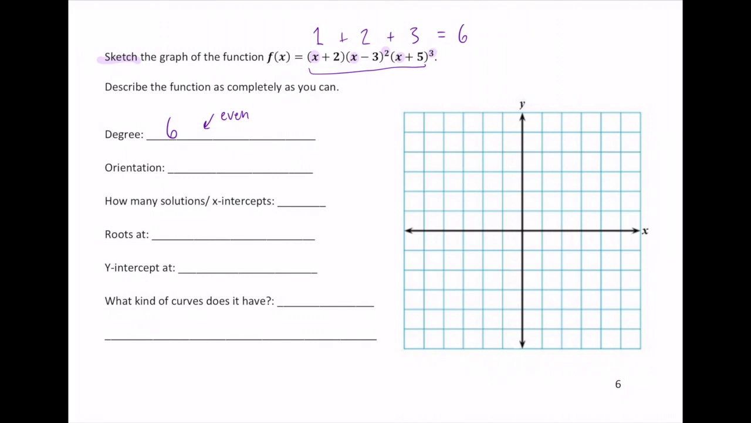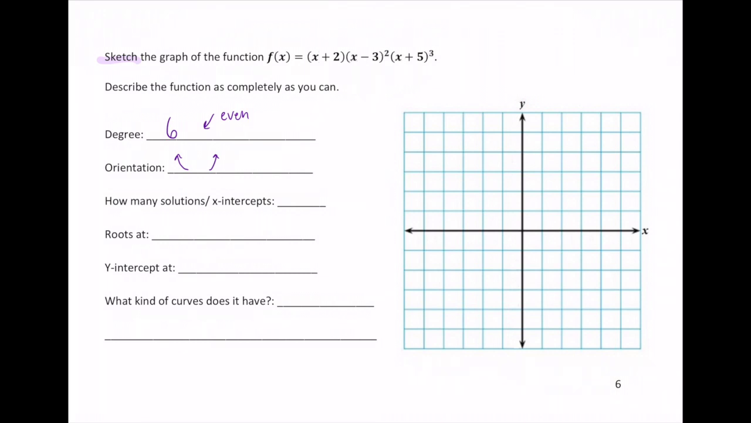So at the end of the day, I can say that no matter what happens in between, both of the ends of the graph are going to go up. All right, we want to see how many solutions there are. So for my solutions here, let's see.